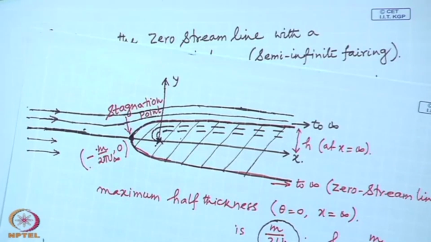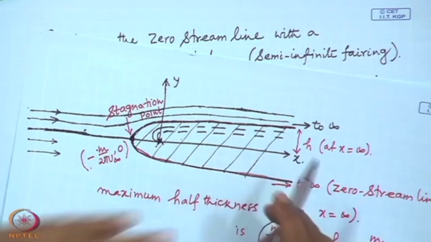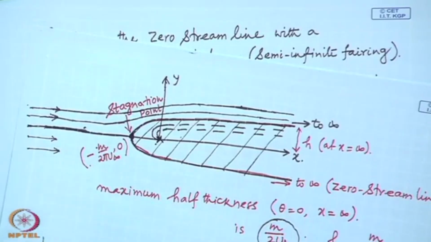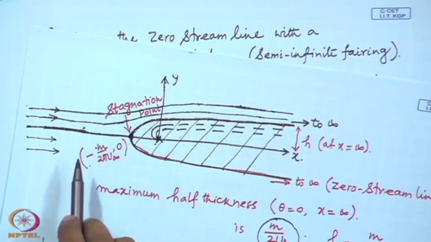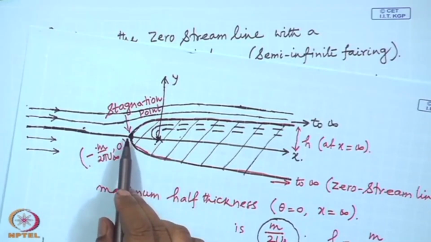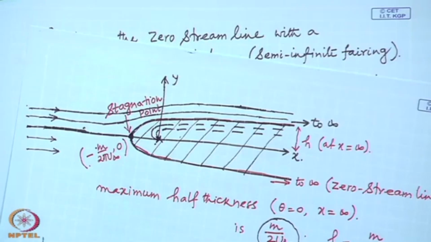This can also be thought of as flow over a cliff. If you consider only half of this body, say the upper half, it looks like a cliff. So, it is a flow over a cliff also. And as you see, in that case, at the stagnation point, the flow velocity is 0. So, that is the most sheltered place.